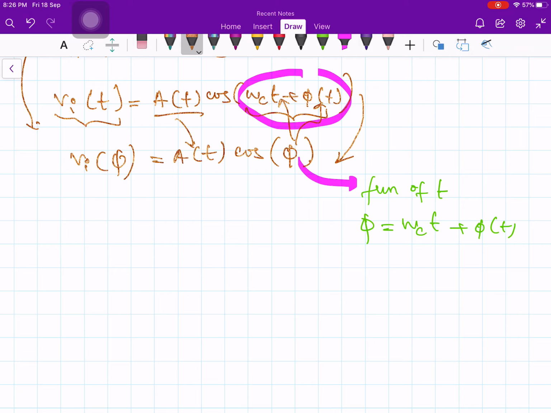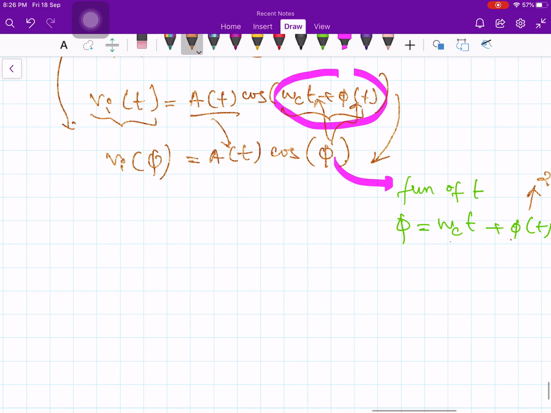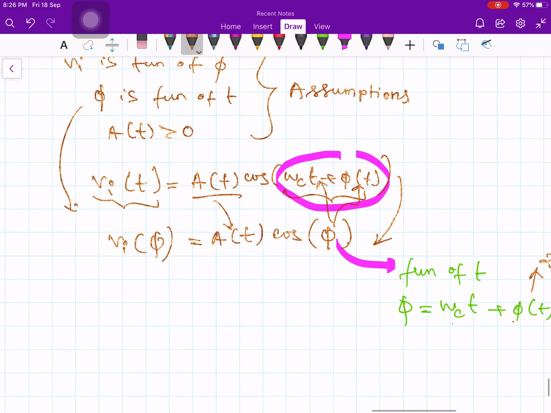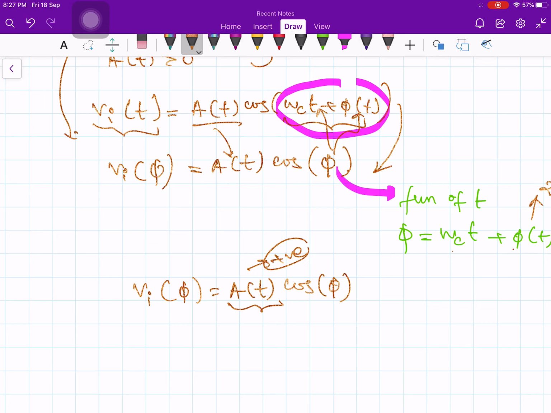Okay, fine. Now what I am saying is, this phi is a function of omega ct plus phi of t, and this phi of t is again 2 pi kf times the integral of m of tau d tau. Therefore I am simplifying the notation using a parametric relationship. So vi of phi is equal to A of t times cos of phi. You can ask me, why can't you change this time function? We assume this is always positive, so it doesn't matter.